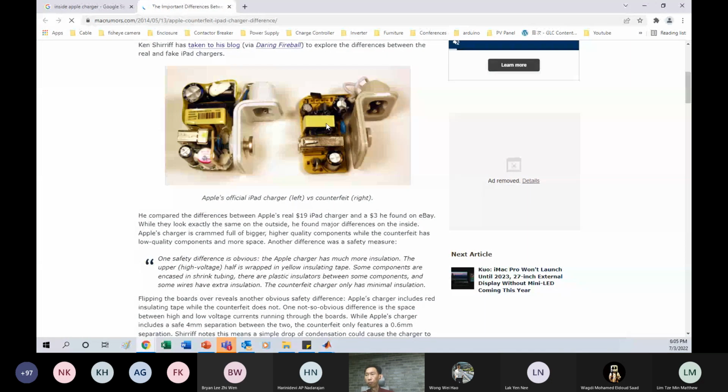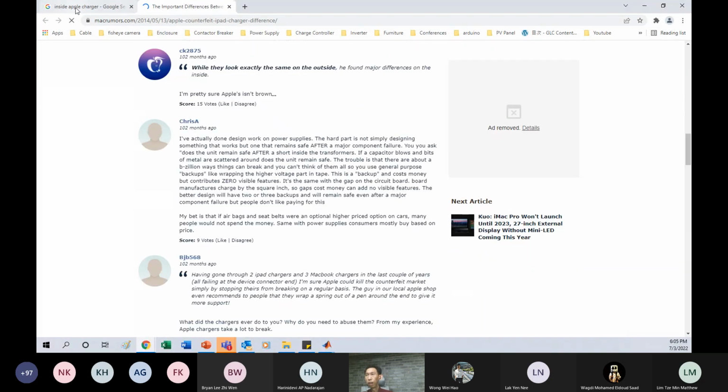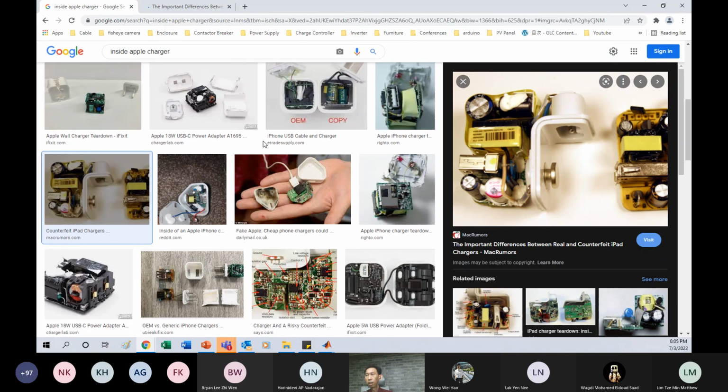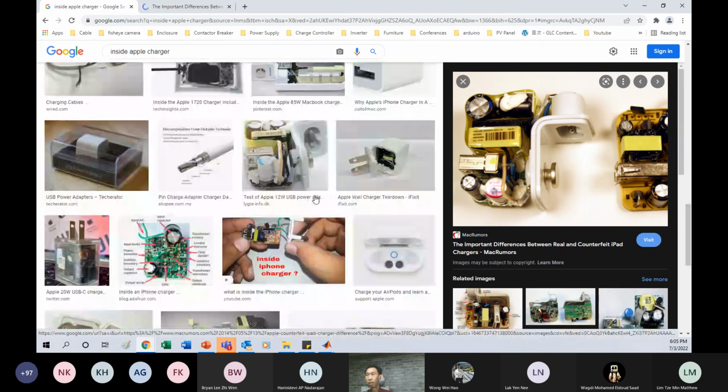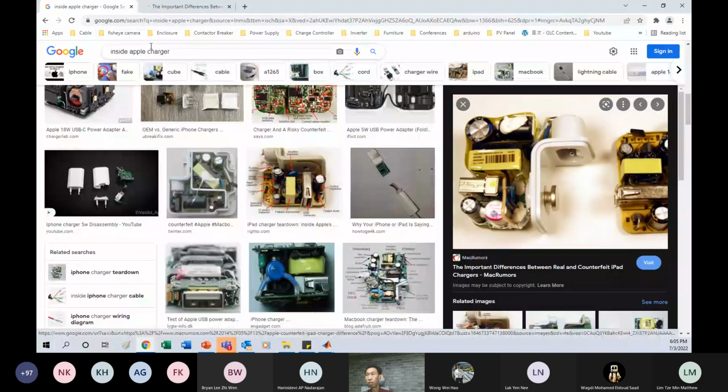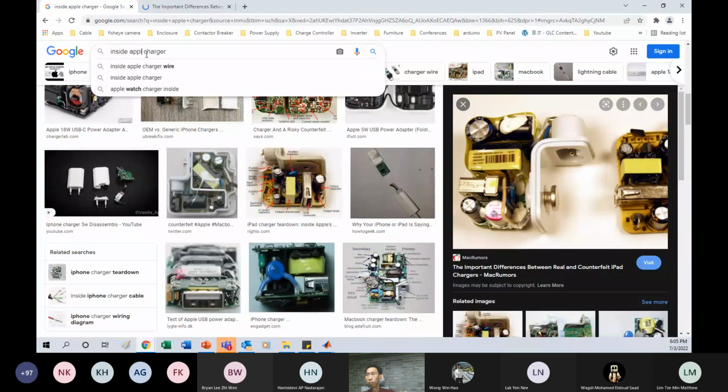And like I said, nowadays all chargers, you just put a phone charger inside.